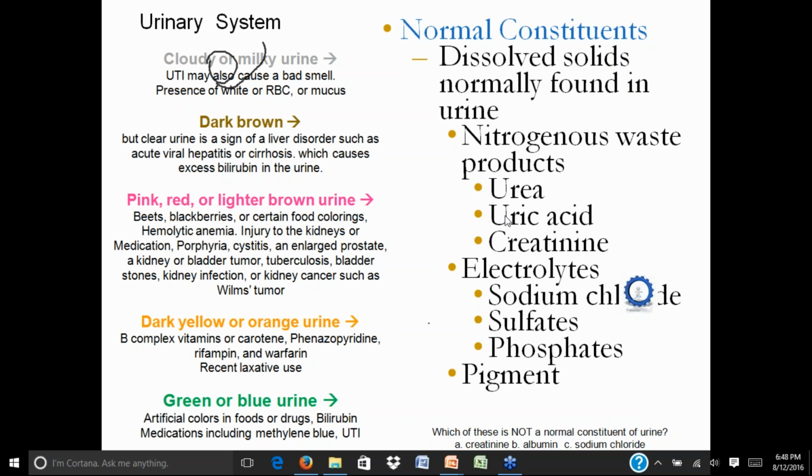Creatinine is a waste product of the metabolism of the muscles that is relatively constant all the time. That's why we keep it as a parameter to measure the function of the kidney. We have electrolytes, we have sodium, chloride, phosphates, sulfates, and some pigments.